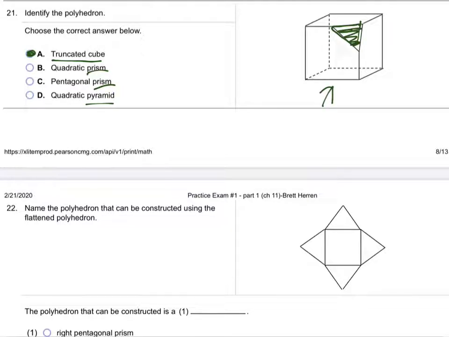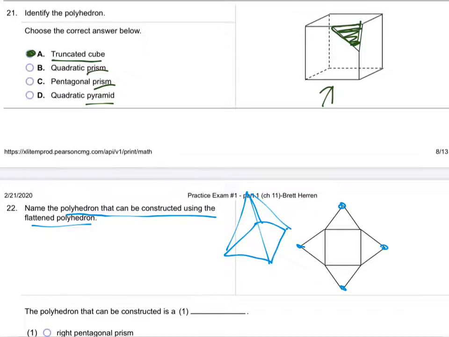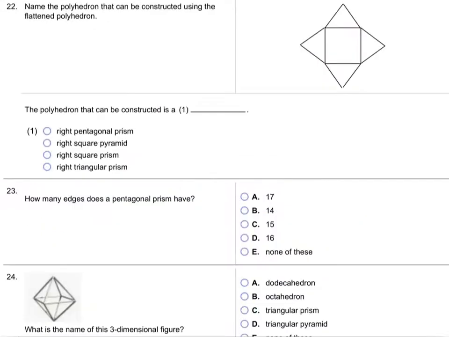How about number 22 down here? Name the polyhedron that can be constructed from that. What polyhedron is that? Well, if you folded up this, and this, and so they met in the center, can you picture it? They would meet like this, wouldn't they? It would make a pyramid. It's technically a right. Well, here we'll go to this next one.